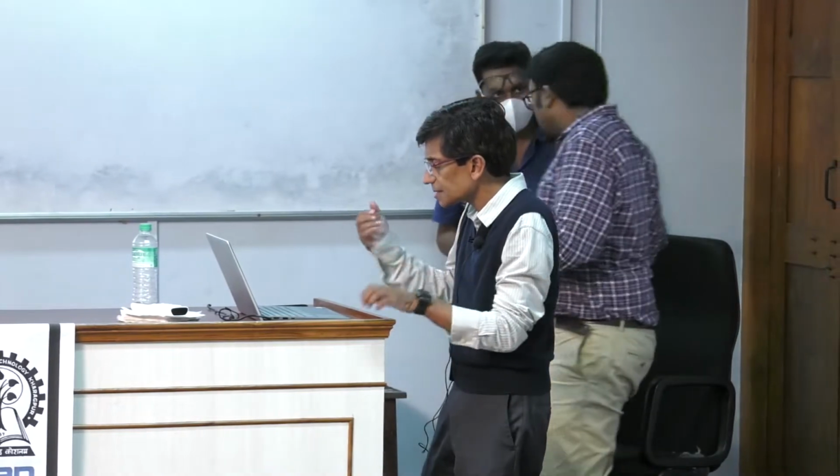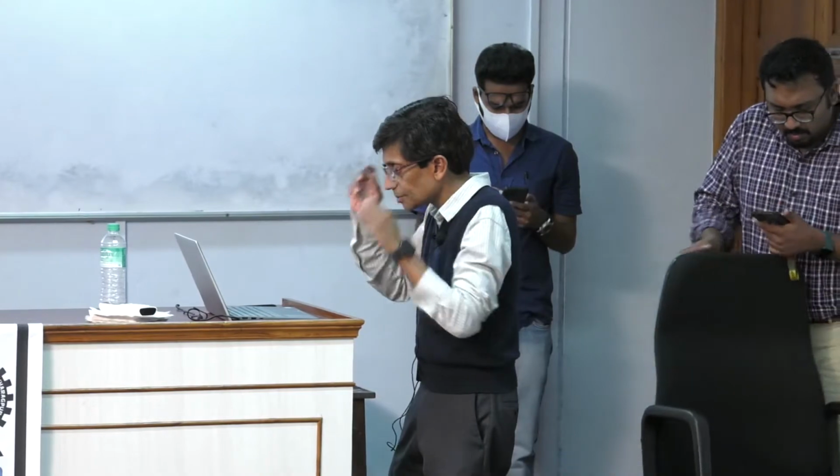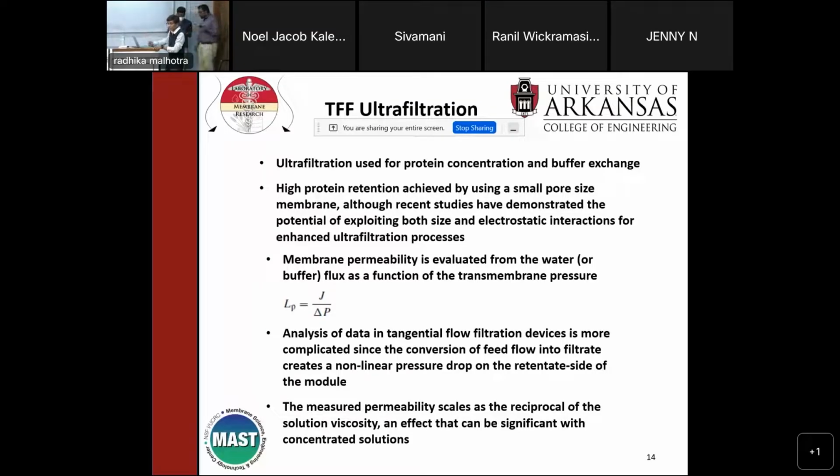The device is more complicated since conversion of feed flow rate into filtrate creates a nonlinear pressure drop on the retentate side, and I explained that, right, because you have this pressure profile of decreasing pressure on the feed side from the feed to the retentate, right? Let me show that again, and then we can start from that point.